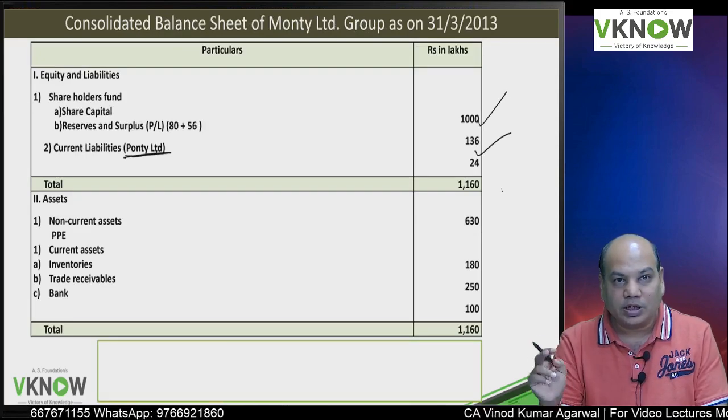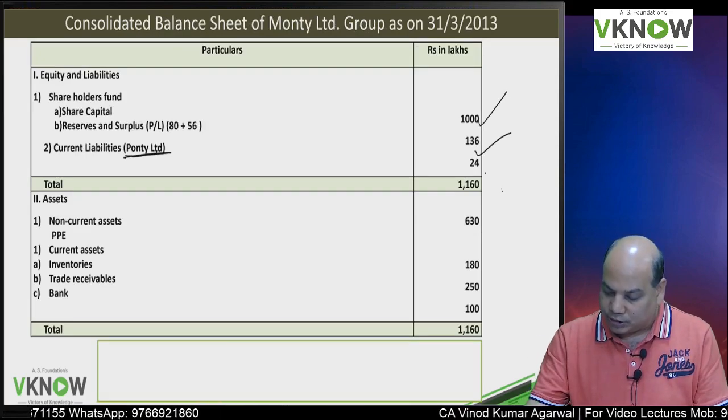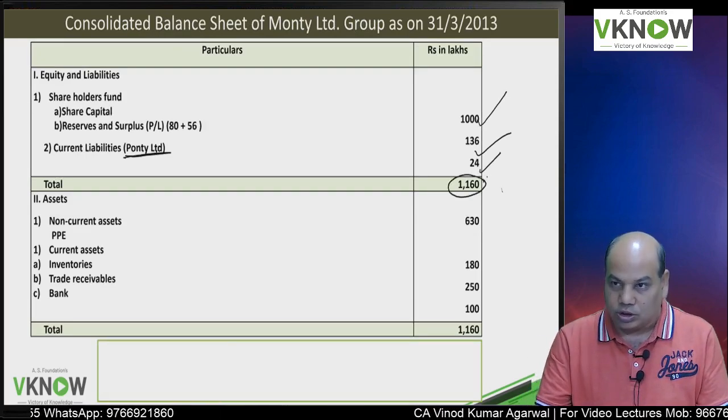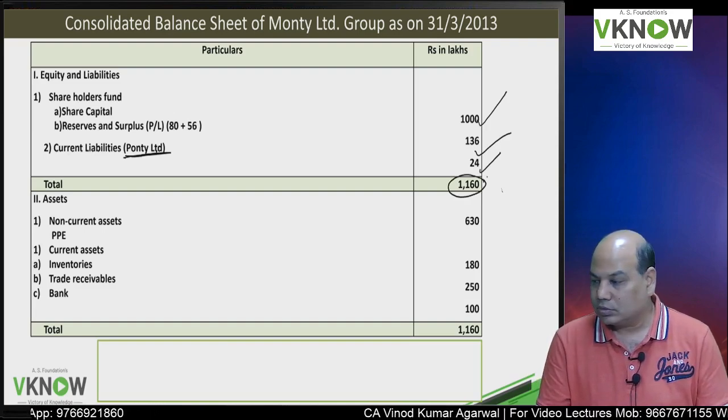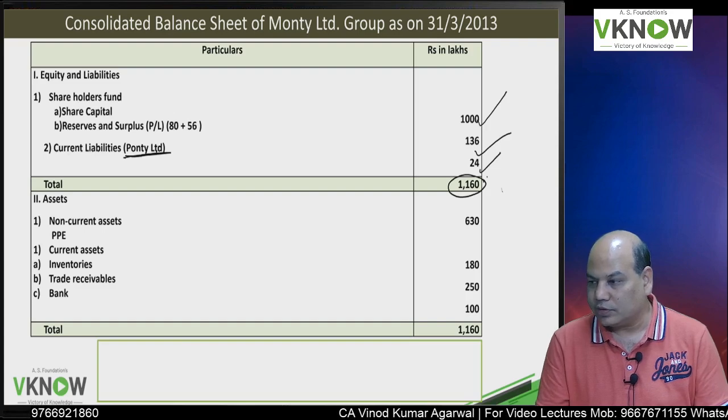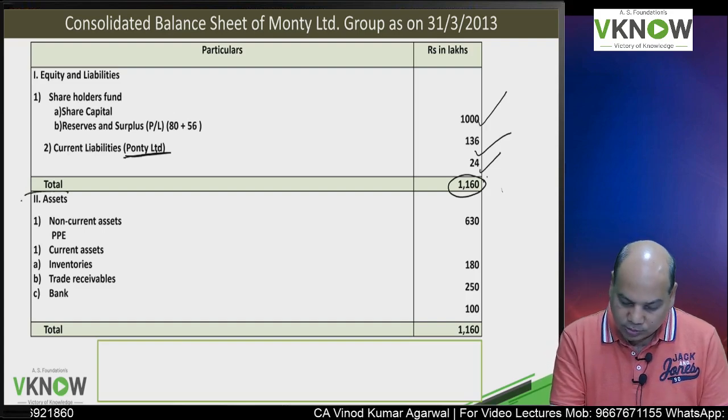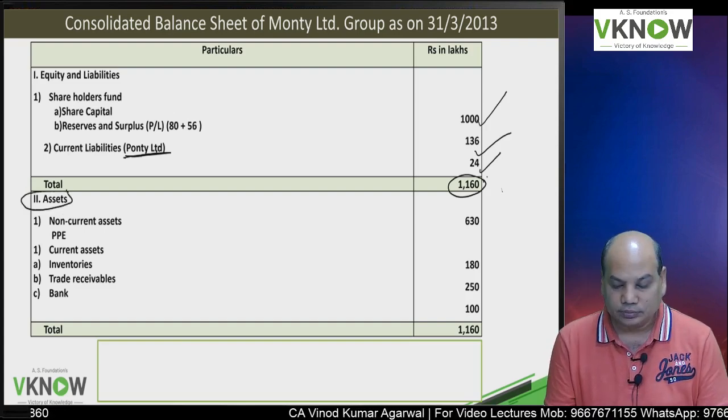So that will come in current liability, Ponti Limited 24. Take the total, 1160. Liability side total, please check, 1160. Come to part 2, asset side.